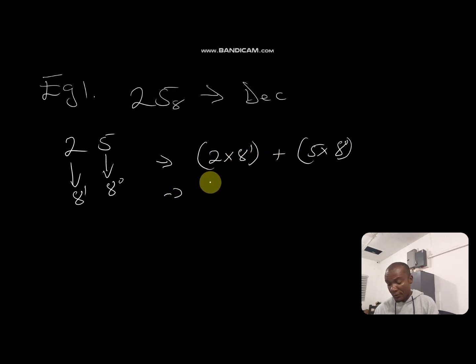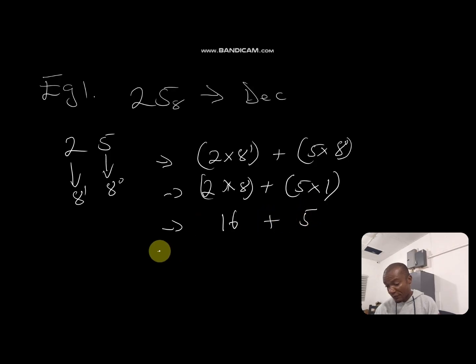So 2 times 8 raised to the power 1 is 8, plus 5 times any number raised to the power 0 is 1. So 8 raised to the power 0 will give me 1. So 2 times 8 I will get 16 plus 5 times 1 I will get 5. 16 plus 5 is 21. So it's either I ignore the base 10, but let me say base 10, but you can ignore the base 10.